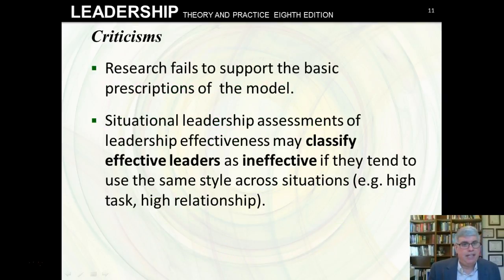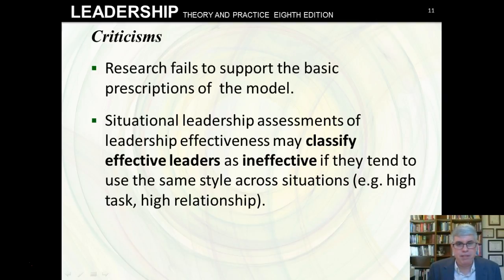Another criticism is that research just doesn't support the basic prescriptions of this model, that in situation D1, S1 is the best situation, or that D2, S2 is the best leadership style to have. So research says, well, yeah, it's nice. The idea that you should have different leadership styles in different situations is good, but the prescriptions of this D1 through D4 don't really seem to define when you should use those different styles.